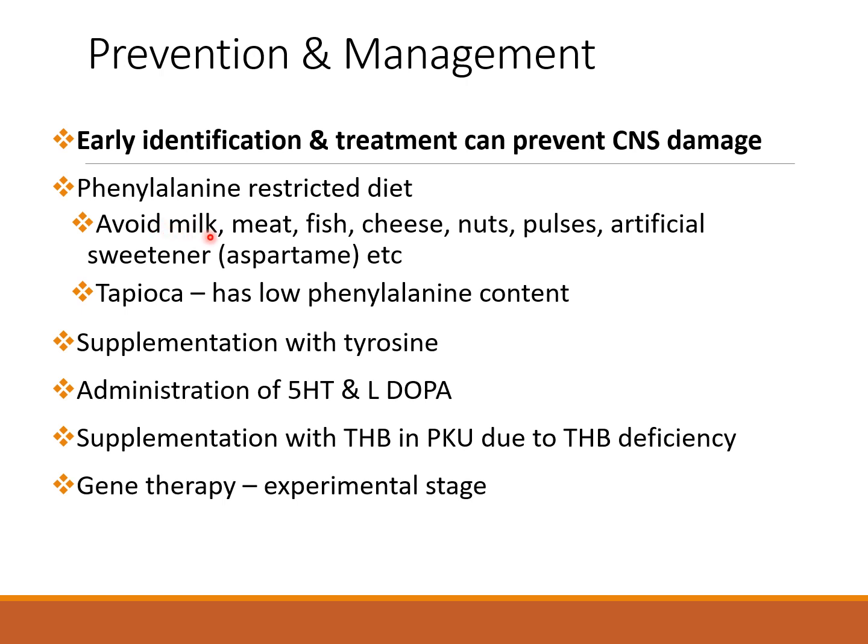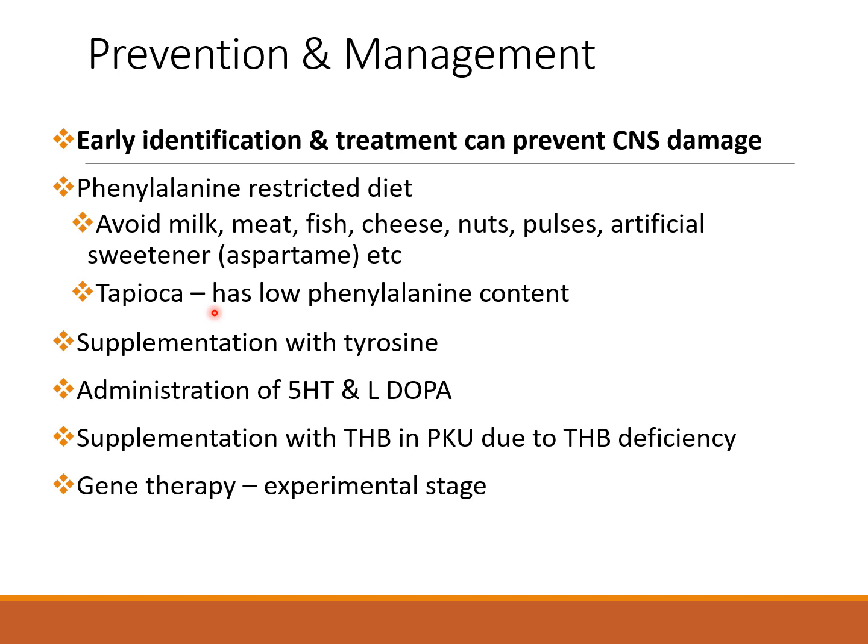So avoid foods like milk, meat, fish, cheese, nuts, pulses and artificial sweeteners. This artificial sweetener is a dipeptide, made of aspartic acid and phenylalanine. So this is one compound we should avoid, because these are all rich in phenylalanine. Tapioca is one food we can advise which has low phenylalanine content.